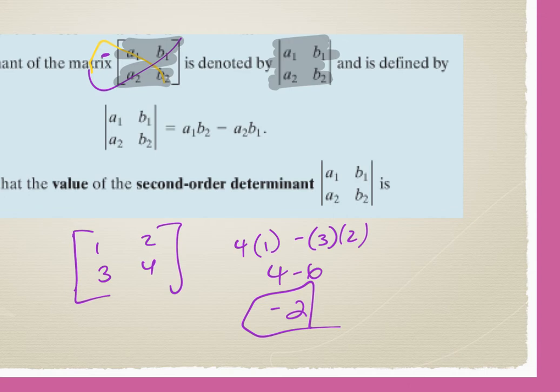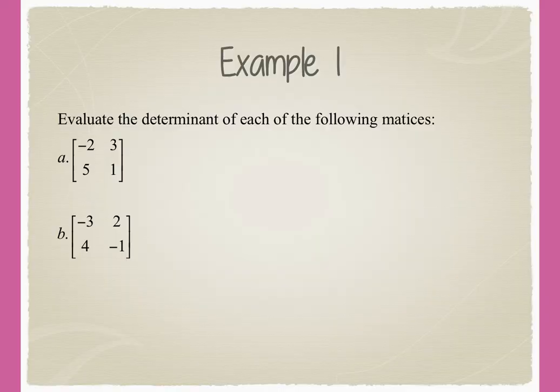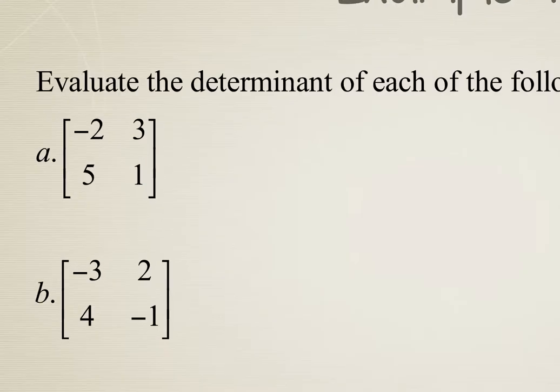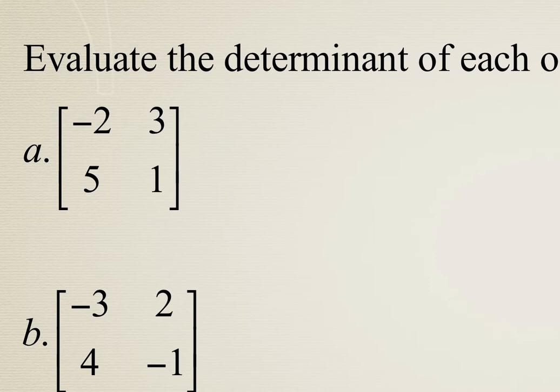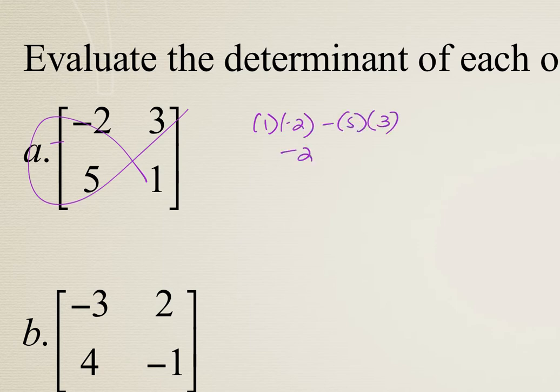All right, so this one says evaluate the determinant of each of the following matrices. There's an R missing from that word. It should be matrices, okay? So for A, again, you're just doing the little fish. 1 times negative 2 minus 5 times 3, negative 2 minus 15, which is negative 17.